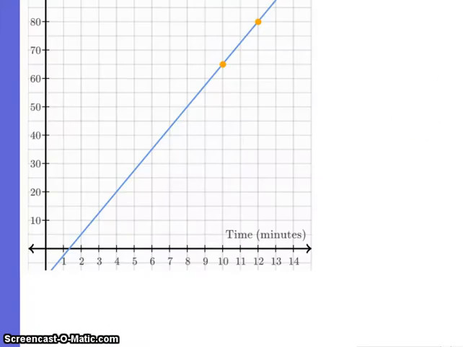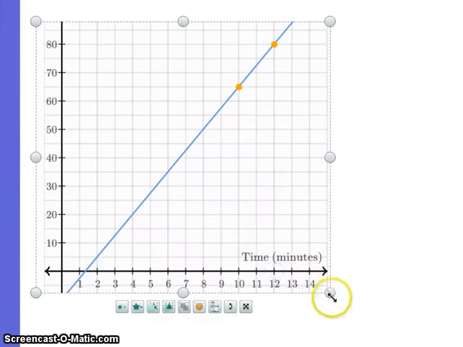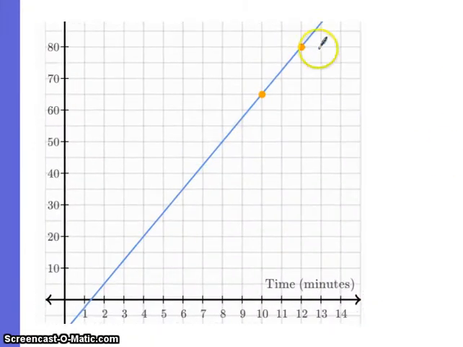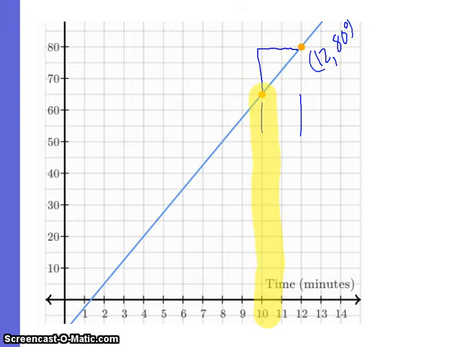So my first point is where I wanted it. The first point was 12 minutes. It was 80 degrees. All right, and then the slope triangle went like this. The run here from 10 to 12, the run from 10 degrees, that's a little bit too broad. From 10 degrees to 12 degrees, the run between those two was 2. So the run here is 2.